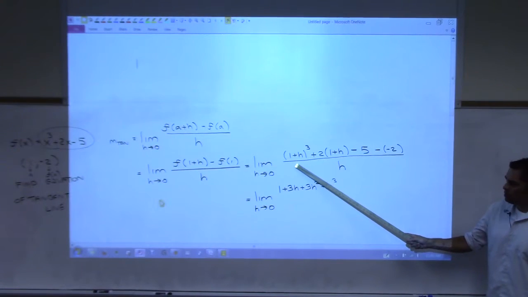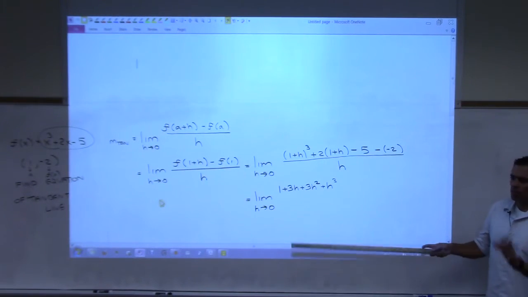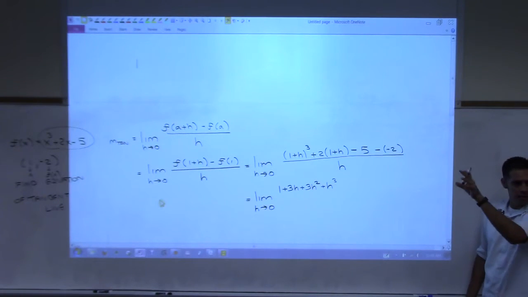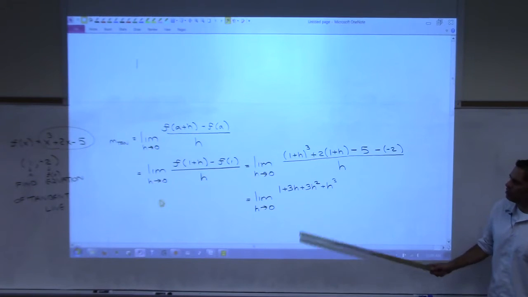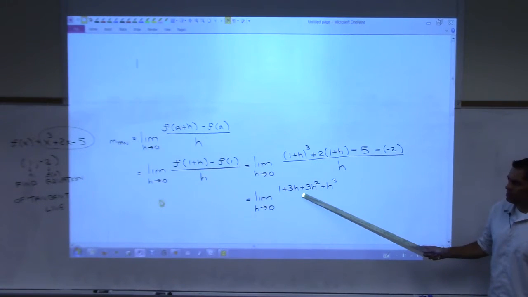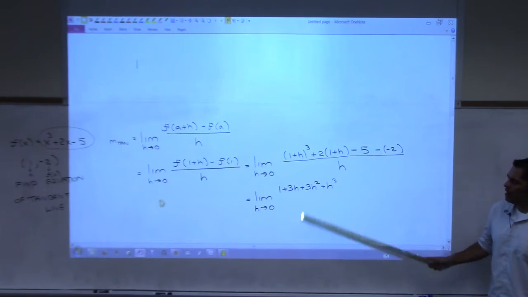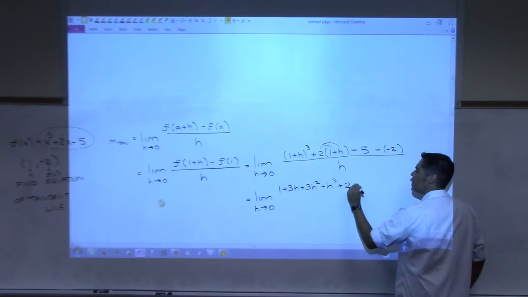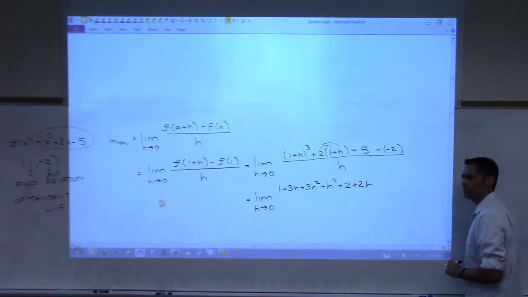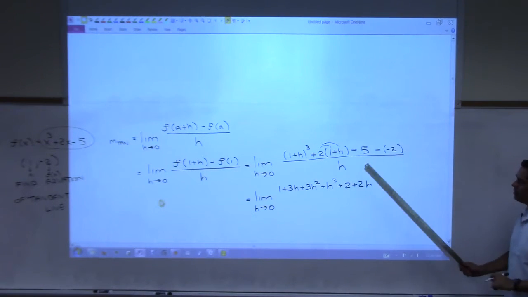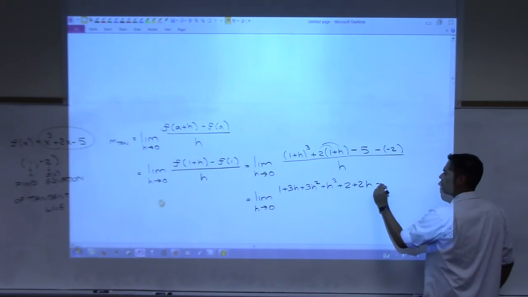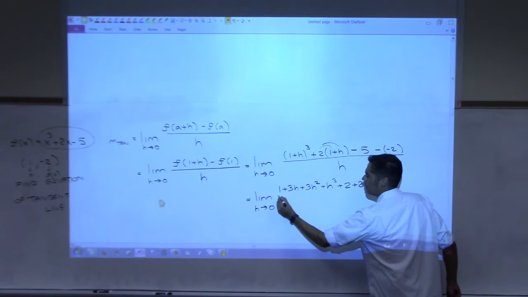I'm cubing 1 plus h: 1 plus h times 1 plus h times 1 plus h. You could write them all out. I think in the homework solutions for this section, I actually do it. I'm not going to do it in class. But this is this, okay? Then I have this, so 2 plus 2h, right? And then what about these last things together here? Minus 3, all over h.